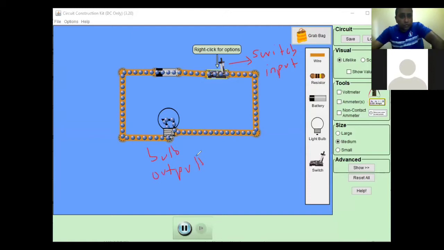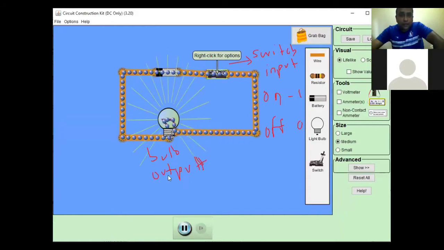Now the switch can be in two conditions, which is on or off. If it is off, we state logic 0, that means there's no input. If it is on, it means logic 1. So this one is logic 0. When I switch it on, it becomes logic 1. Now the same goes for the bulb. The bulb also has two situations. Either it lights up, or it does not light up.